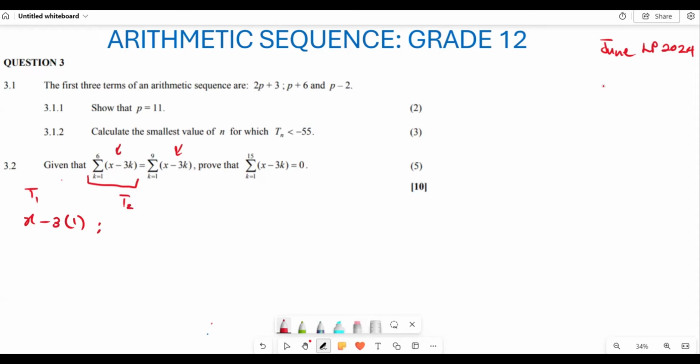Your term number 2 is going to be the same as where you're having x subtract 3, where there is k, you write 2. And then the other one, you're going to have x subtract 3, and then where there is k, you are going to write 3. Okay, we're just looking for the first 3 terms, which means the first term here is the same as x subtract 3. The second term is the same as x subtract 6.